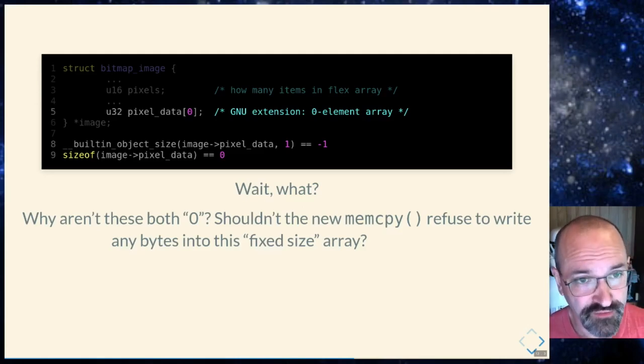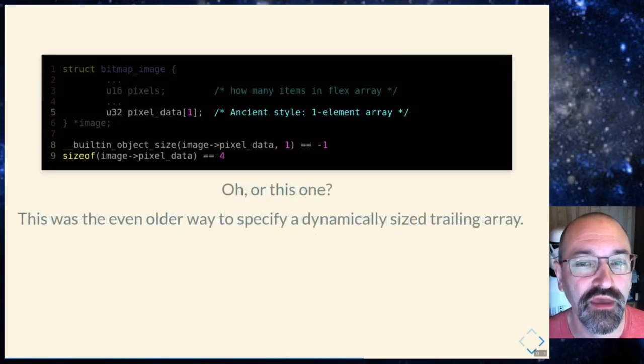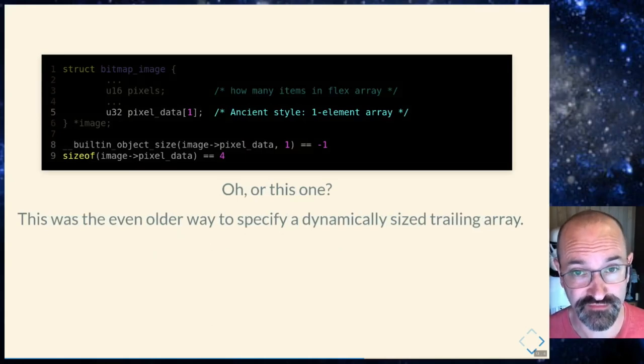But notice there's a difference here. sizeof now actually works against this, because sizeof looks at that and says, oh, it's 0 bytes. Cool, we're done. So that's a weird glitch between the two, because this is still treated as a flexible array by __builtin_object_size. It says -1. But sizeof says, I do know how big it is. It's zero.